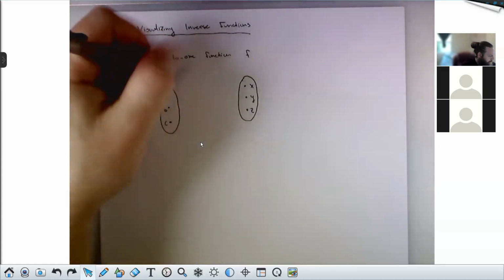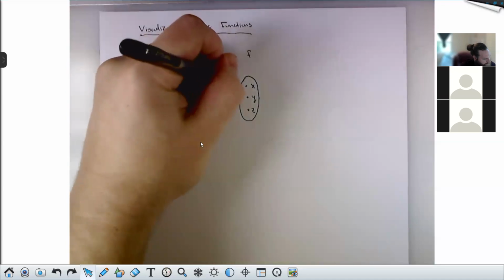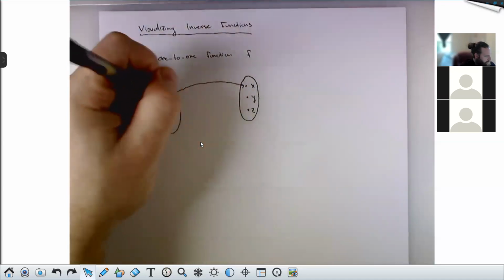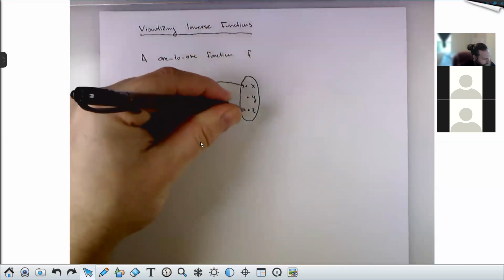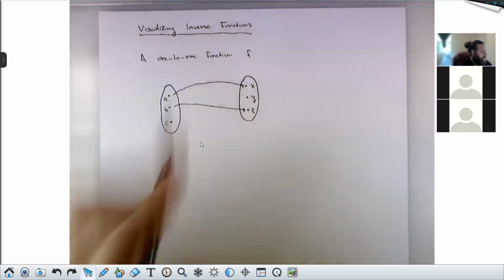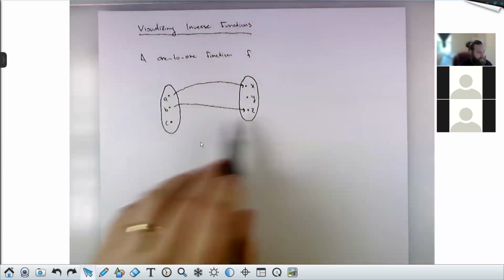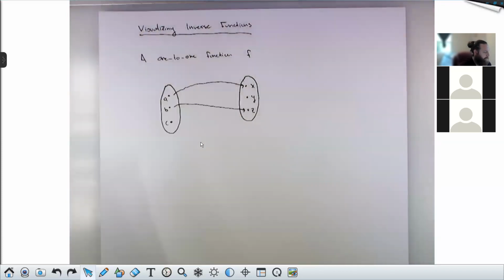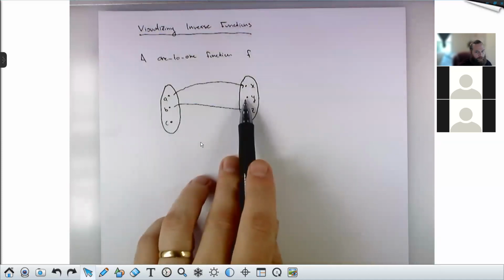And we understand that maybe F maps A over here to X. Maybe F maps B down here to Z. I could send C to Y. I could send C to X. I could send C to Z. Any of those would be okay, and F would still be a function. But if I want F to be a 1-to-1 function, the input C has to go to the output Y.